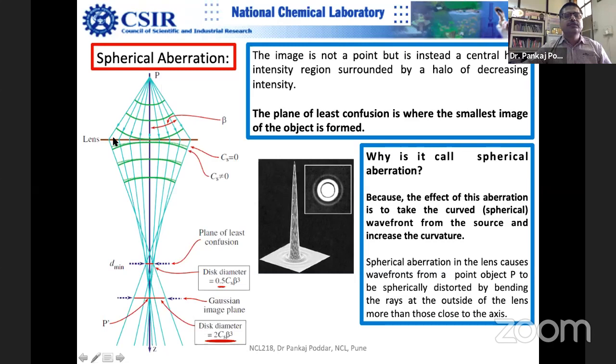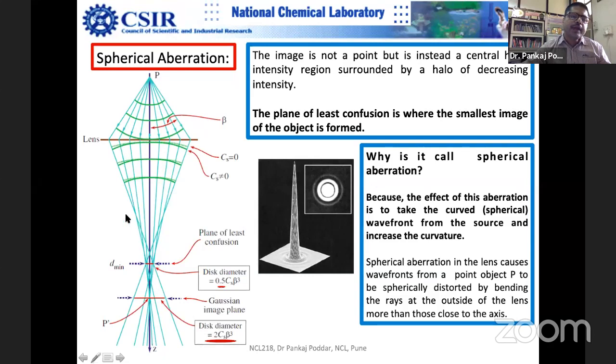If you notice, when this spherical wavefront passes through the imperfect lens, on the other side the radius of curvature of this spherical wavefront does not remain the same. It starts increasing. If you bend it more, you will see that you are shifting the focus closer to the lens.